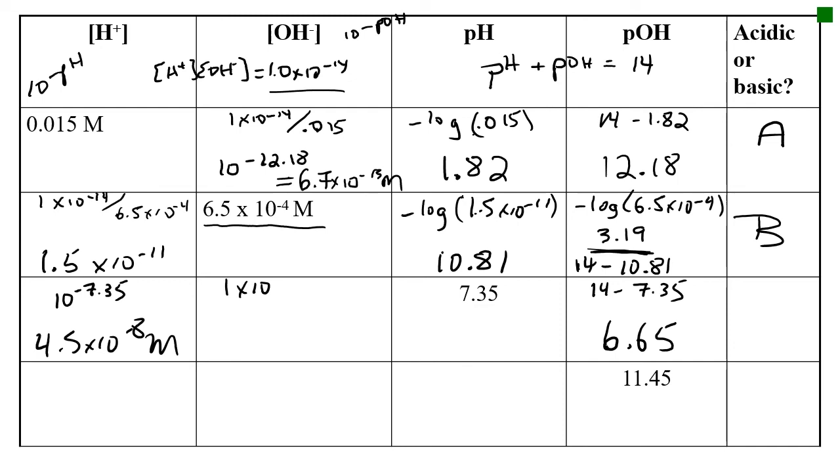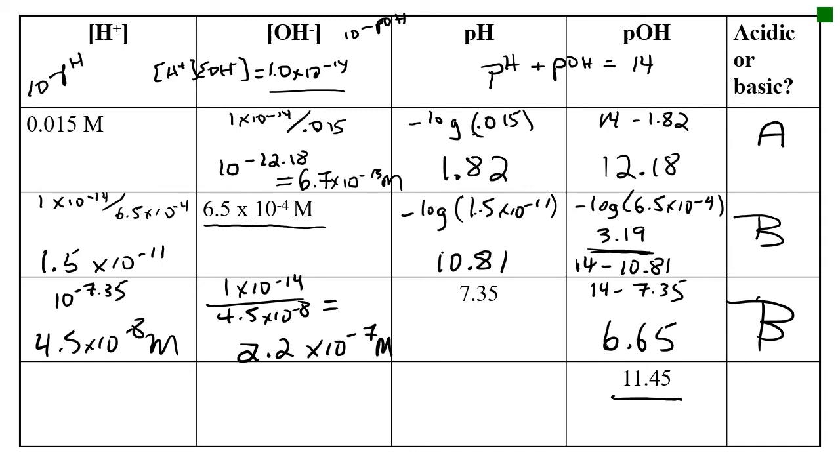Our 1 times 10 to the minus 14 divided by 4.5 times 10 to the minus 8 molar is going to give us a hydroxide concentration of 2.2 times 10 to the minus 7 molar. Our pH is greater than 7, which means our solution is basic. If our pOH is 11.45, then our pH is 14 minus that at 2.55.